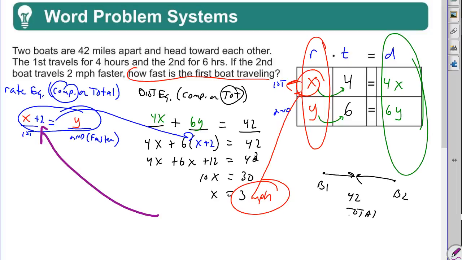Systems of equations. You can do them if you'll follow these tips. Start with the formula. Fill in the variable column first. The equations always come from the variable columns. They'll either be a comparison or a total. Figure out which and give the proper template. And then once you get your equation, solve by substitution or elimination.